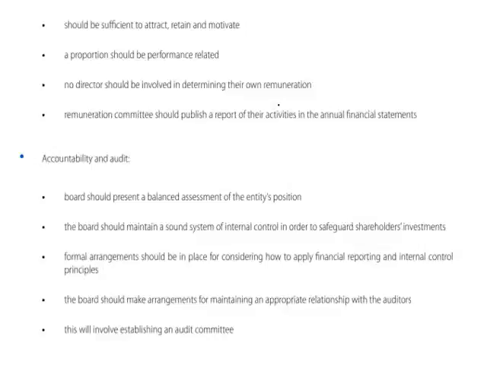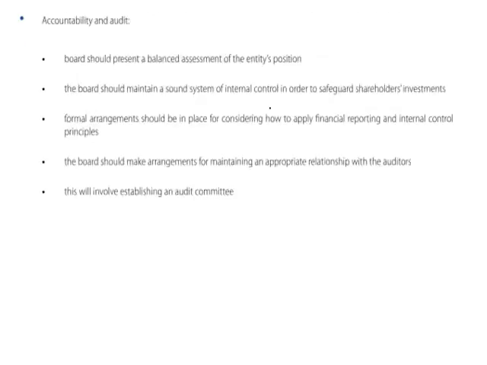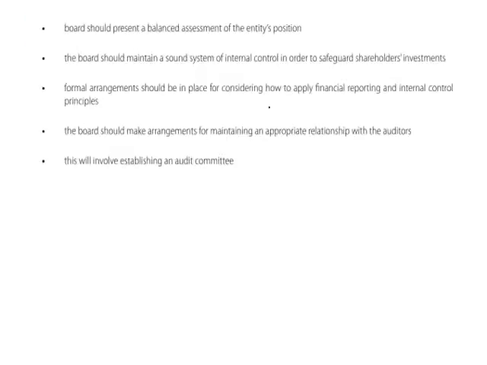Accountability and audit. This is the 3rd subdivision of the combined code. The board should present a balanced assessment of the company's position. A balanced assessment, not a biased assessment, a balanced assessment. As independently and objectively as they are able. Given that they are not independent and not necessarily therefore objective, but nevertheless a balanced assessment of the company's financial position. They should maintain a sound system of internal control. One of their responsibilities, they're accountable for maintaining a system of control and a system whereby auditors get involved in order to safeguard shareholder investments.